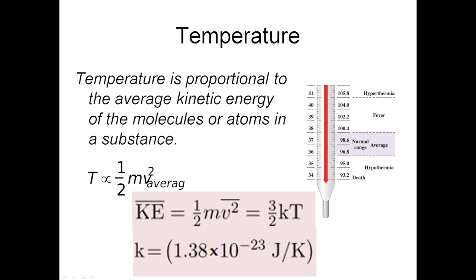The kinetic energy of a specific subatomic particle inside of an object is equal to 3/2 times k, which is this constant right here. You'll never have to memorize that. Anytime a lowercase k comes up in a formula, it will just be this number. And then times the object's temperature.